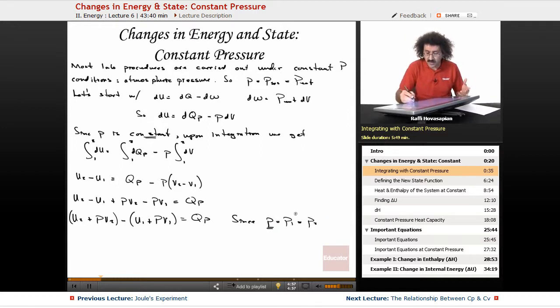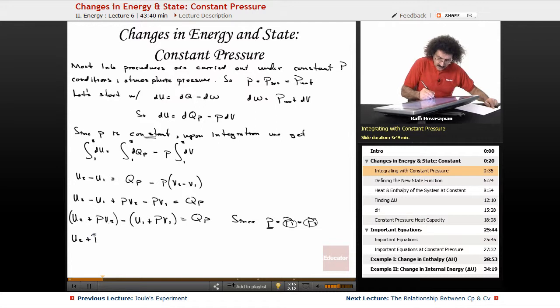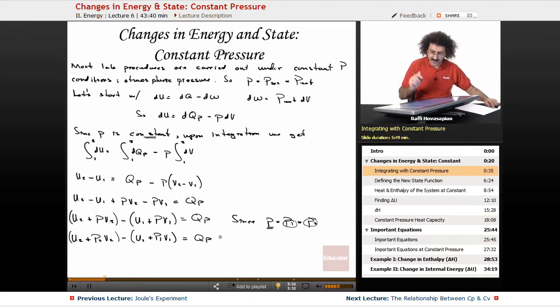So wherever we see a P associated with a 2, we can put P2, and wherever there's a P associated with the subscript 1, we can put P1. So we get U2 plus P2V2 minus, not U2, I always do that, U1 plus P1V1 equals QP.